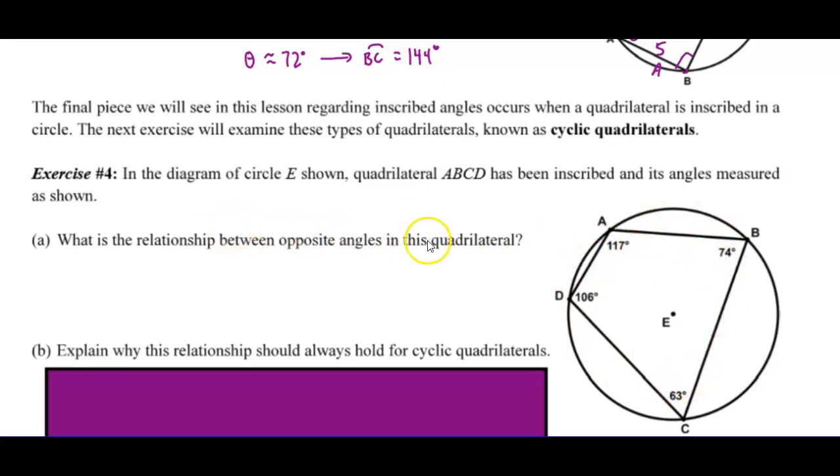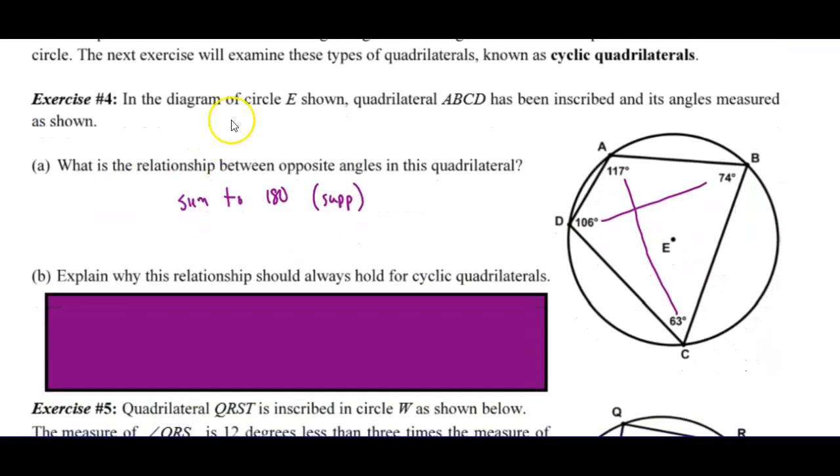So the relationship between the opposite angles, if we take 106 and 74, 117 and 63, what do you notice? Those opposite angles are going to sum to 180. So that means that they are supplementary. Okay, so why does this relationship exist in all cyclic quadrilaterals?